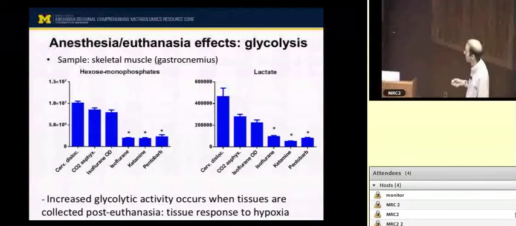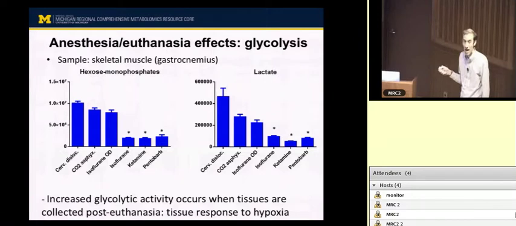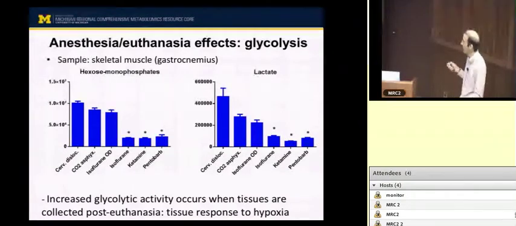In skeletal muscle, again, I mentioned we see higher levels of glycolytic intermediates in the cervical dislocation, CO2 asphyxiation, isoflurane OD as compared to the modes of anesthesia. What's going on? Well, I think we have increased glycolytic activity when the tissues are exposed to hypoxia, right? So the tissues are not dead. The muscles are not absolutely non-metabolically active. They're just doing what you would expect in the absence of oxygen. They're switching over from oxidative metabolism, more dependent on TCA cycle and electron transport, to modes of generating ATP that are not dependent on oxygen, and that's glycolysis through lactate production.